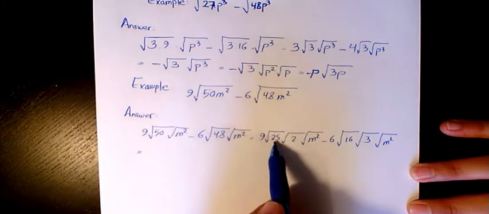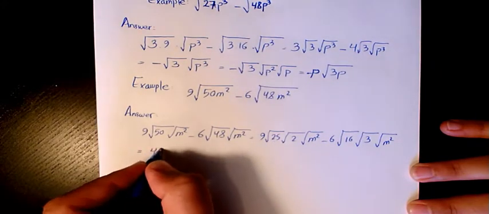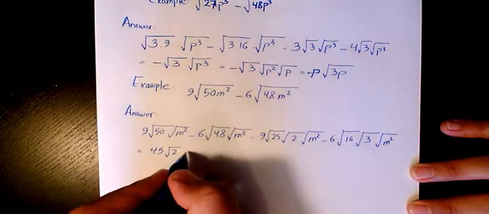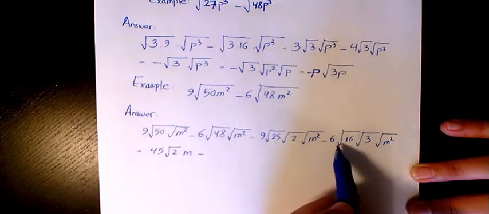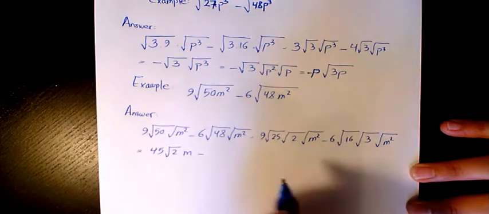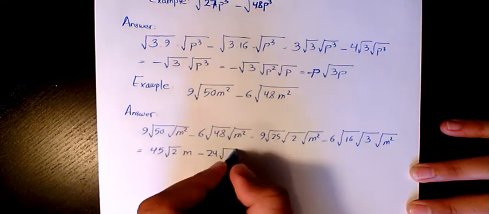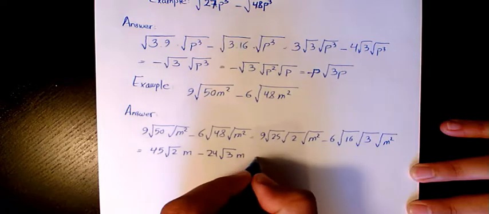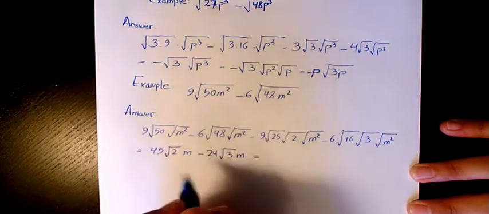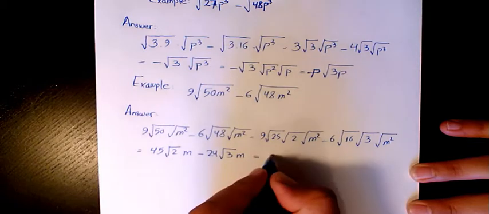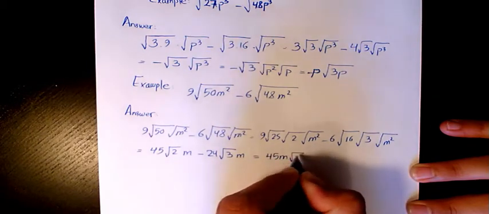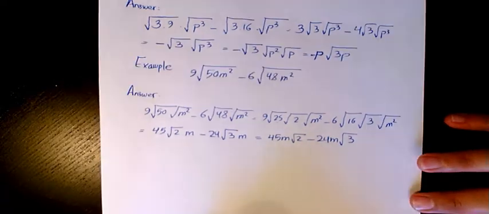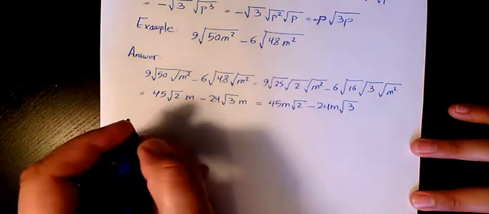So 9 times 5 will be 45 root 2 times square root of m squared is just m minus, here we have 6 times 4, 24, square root of 3, square root of m squared is just m. So the answer, if you rearrange it, is going to be 45m root 2 minus 24m root 3. That's the final answer. Next example.